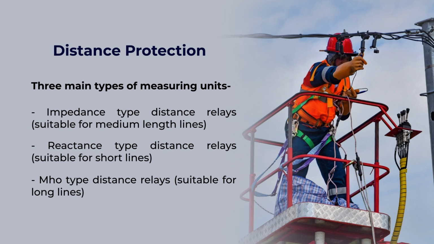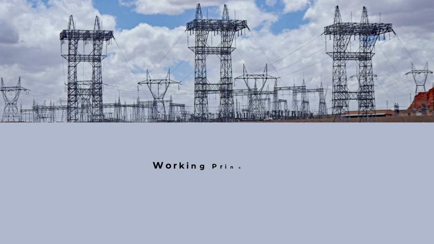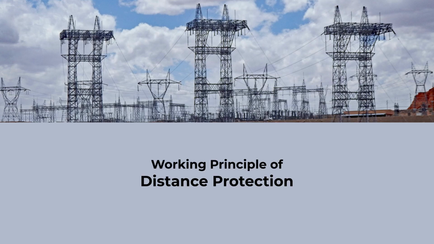Next one, when the length of an overhead transmission line is more than 150 km and line voltage is very high, above 100 kV, it is considered a long transmission line, and the mho type distance relay is suitable for a long transmission line. So, according to the length of the transmission line, we apply the distance protection technique. How does the distance protection technique work? Here we discuss the impedance type distance protection technique.